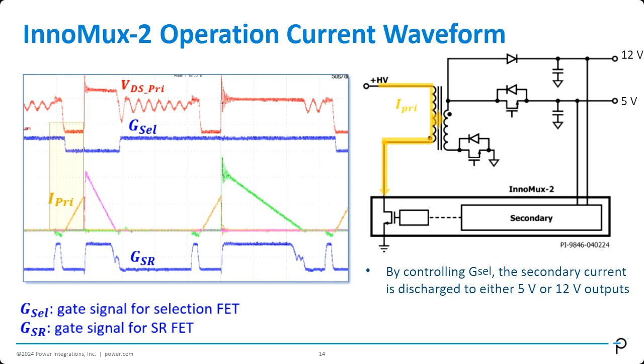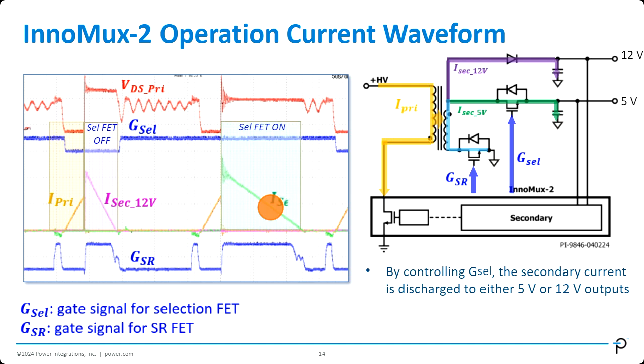So this is when the primary current gets charged over here. Primary current gets built up. And then on the secondary side, I want the current to be discharged to the 12 volt first. That means I need to keep the selection FET off and SR on so that all the current gets discharged to 12 volt. Then for the next switching cycle, if I want the current to be discharged only to 5 volt, I need to make sure the selection FET is on, SR FET is on, and all the current gets discharged to 5 volt.